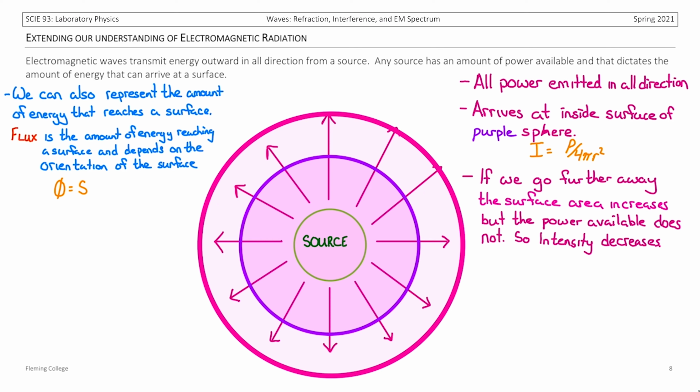Flux is represented with a Greek letter, and it is calculated using the magnitude of the pointing vector, so that's the energy transfer, and the area vector, which is always perpendicular to the area it represents, and then the cosine of the angle between those two vectors. Remember, the cosine tries to tell us how much of these two vectors are parallel to each other. Now we're going to try to consider what this means. Think about a circle.